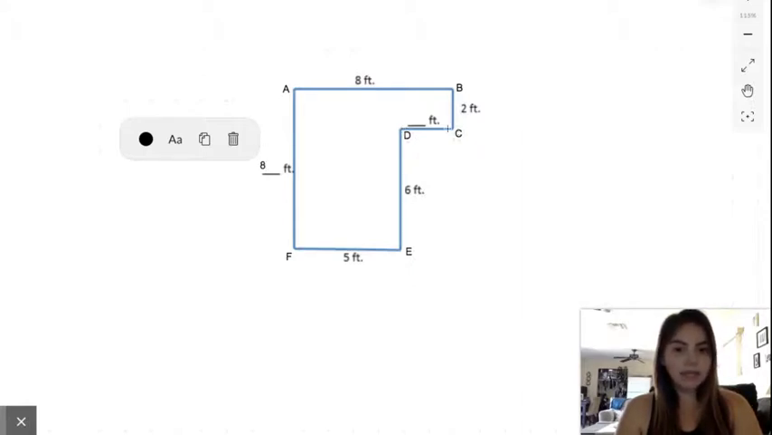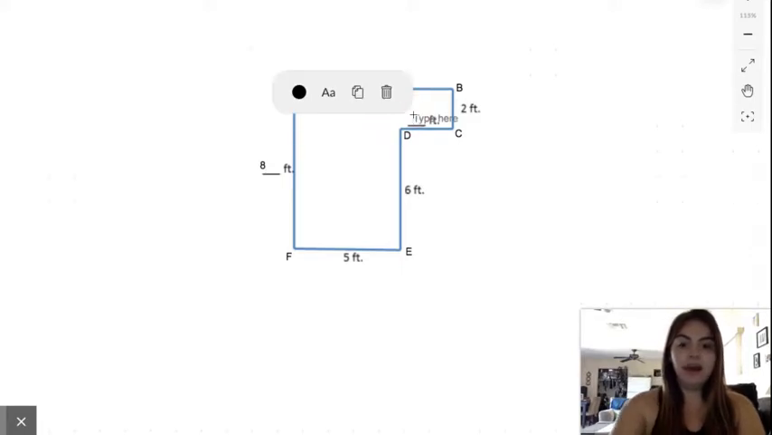Now, we need to find the length of DC. What do you think the length of line DC is? So in order to find the length of DC, you know you have this total length up here, which is AB of 8. Then they give you FE, which has a length of 5. So to find this remaining length here, you would subtract and do 8 minus 5, and that would give you a length of 3.